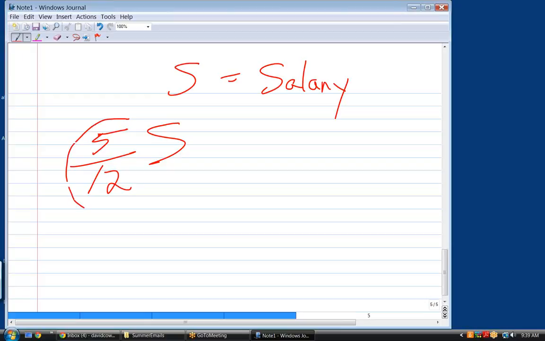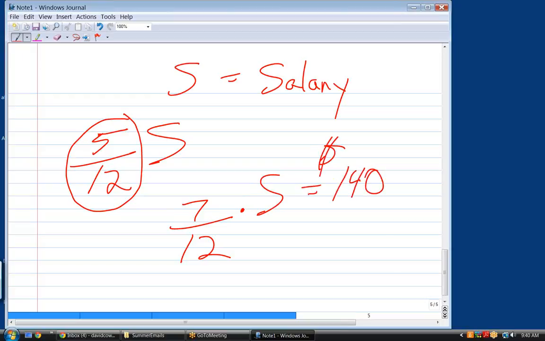How much of his salary is he going to have left if he spent 5/12 of it? 0? Now, hold on. He didn't spend it all. He spent less than half of it. He spent 5/12 of it. So 7/12 would represent how much he had left. 7/12 times his salary equals the $140. And then, again, multiply by 12, divide by 7.